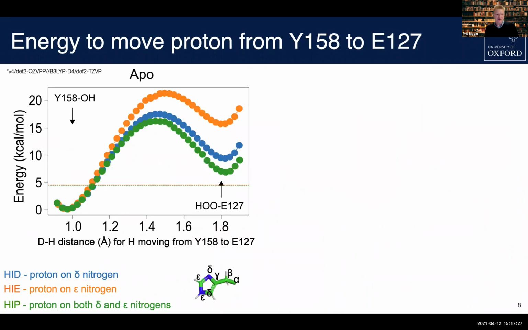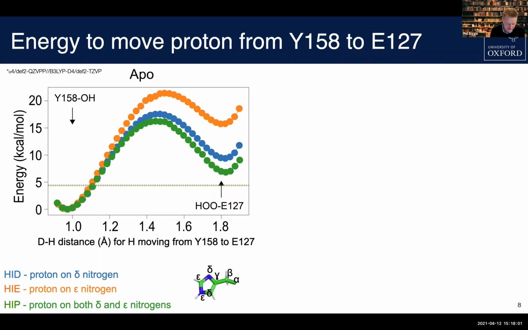We can do a more in-depth calculation just to convince ourselves that this is true. So if we go back to the apo state, what I'm trying to show you in this calculation is to compute the energy for transferring a proton from the tyrosine OH, which would be at this location, linearly interpolating the position of the proton and calculating the energy at each point, as if you put it onto the glutamic acid.